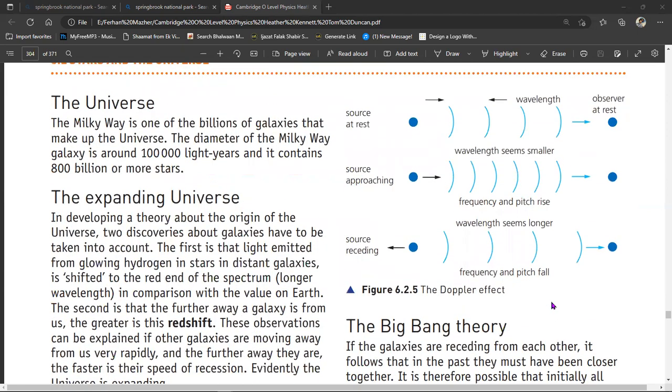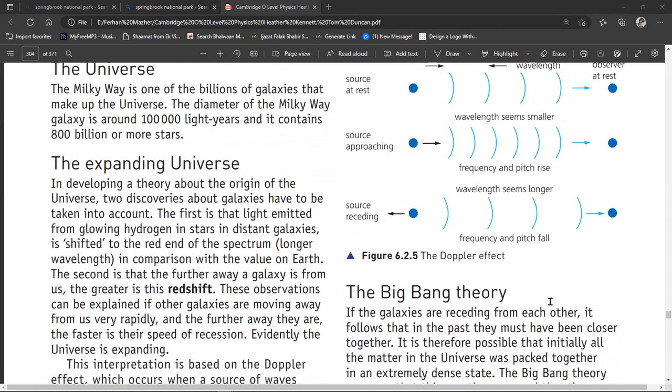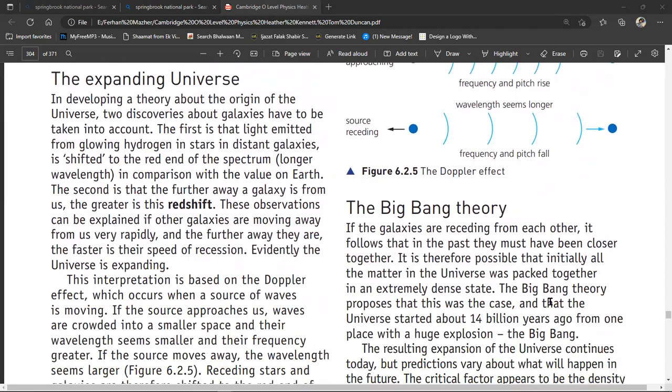The Milky Way is one of the billions of galaxies that make up the universe. The diameter of the Milky Way galaxy is around 100,000 light years, and it contains 800 billion or more stars. You must have heard that the universe is expanding, the expanding universe.